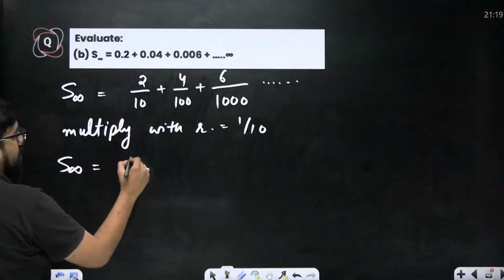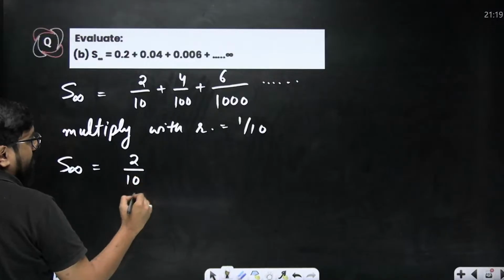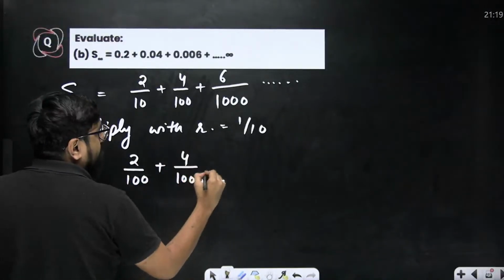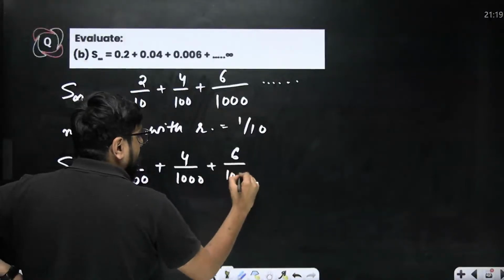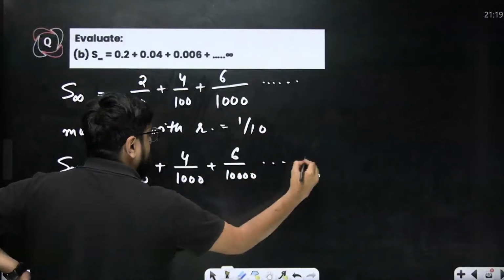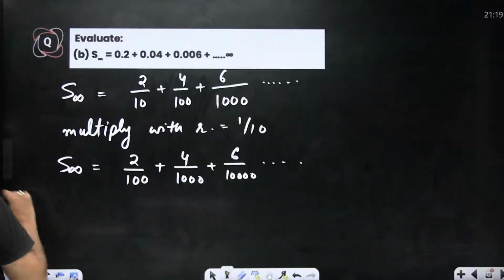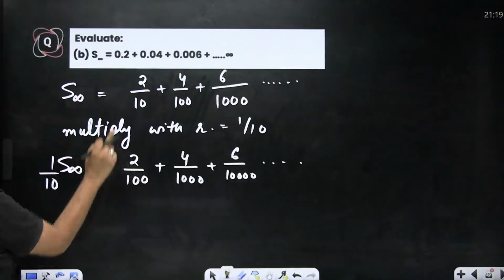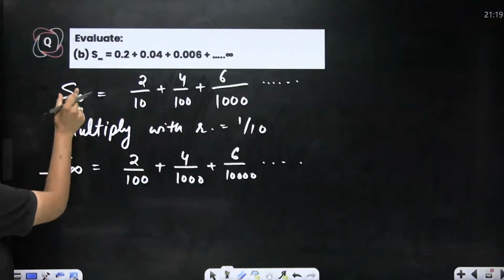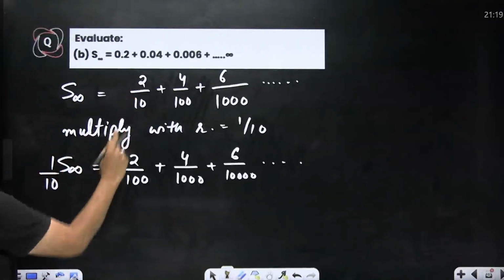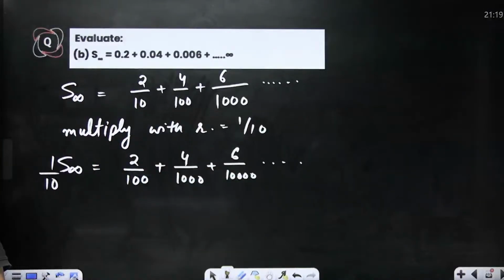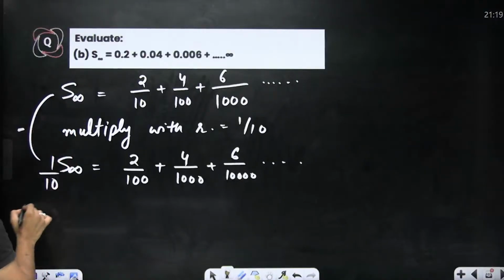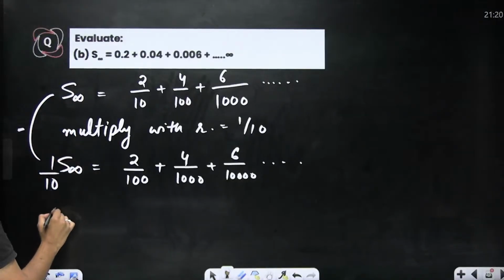When you multiply with R, you will get 2 by 10, 2 by 100, right? Plus 4 by 1000, plus 6 by 10,000, and it will keep going on like this. This is 1 by 10 multiplied with S infinity. Every term got multiplied with 1 by 10. What benefit did we get when we are subtracting these two?